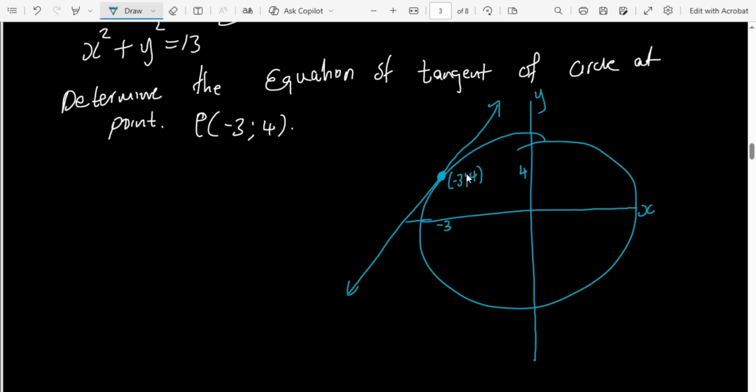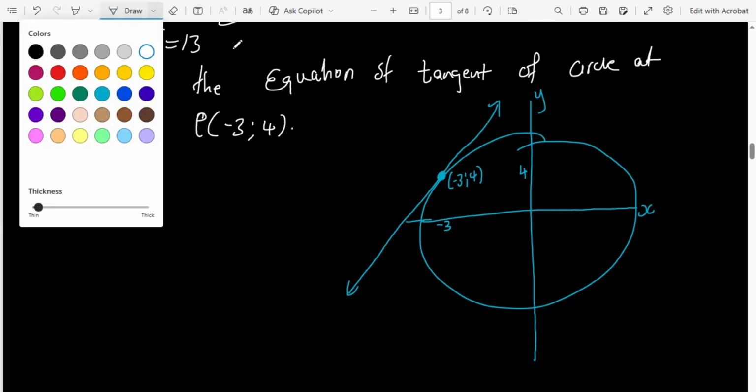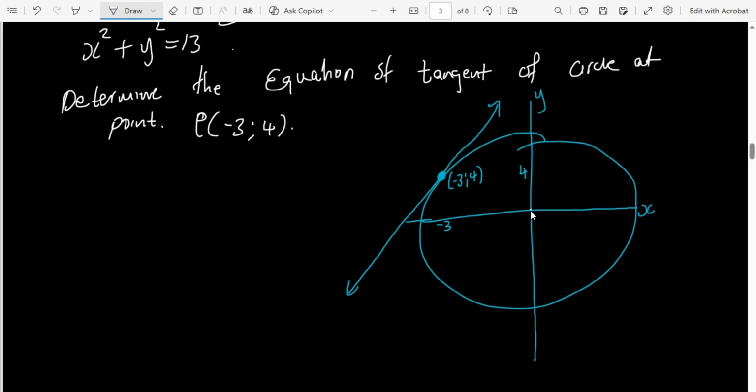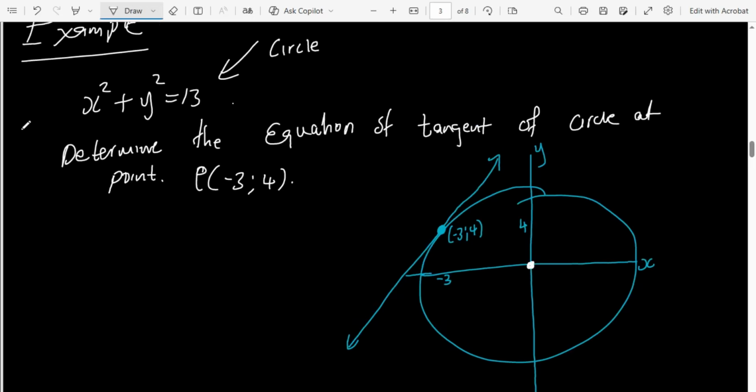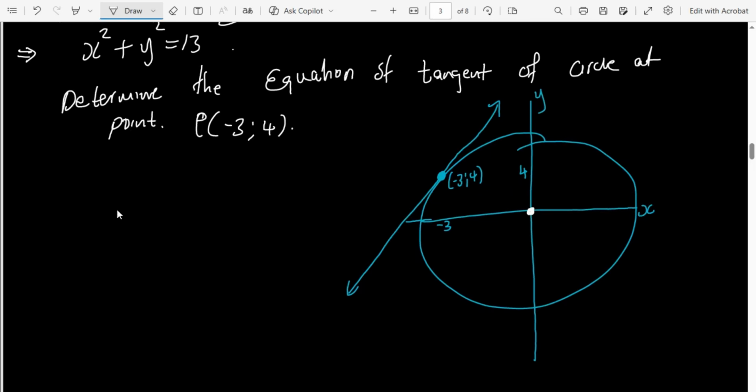Okay, so you know what I'm gonna do? Remember, first things first, we need to determine the coordinates of the center of the circle, which is the origin. How do we know that this is the origin? By looking at the given equation, x squared plus y squared. This tells us that the center of the circle will be 0 and 0. I hope you're still with me on that.